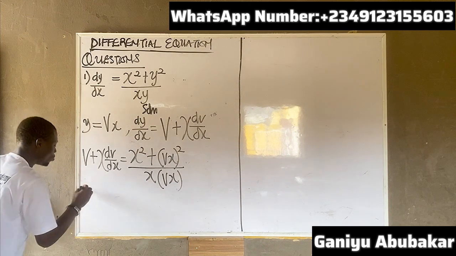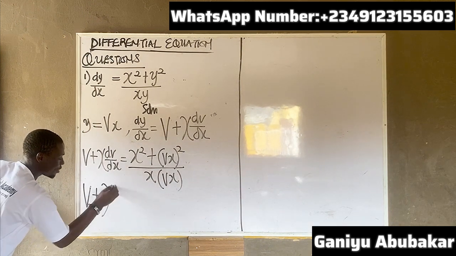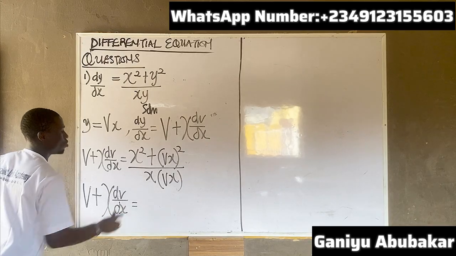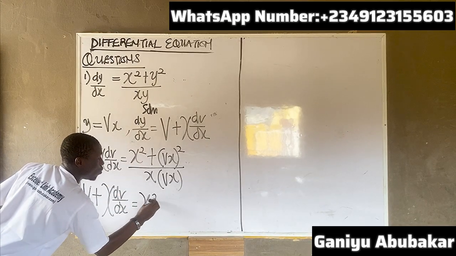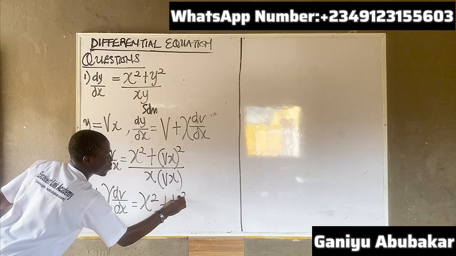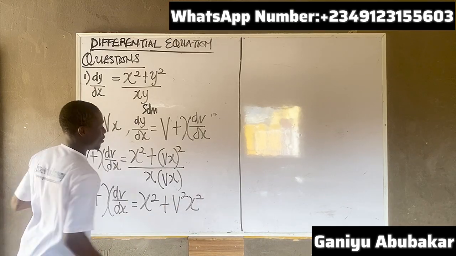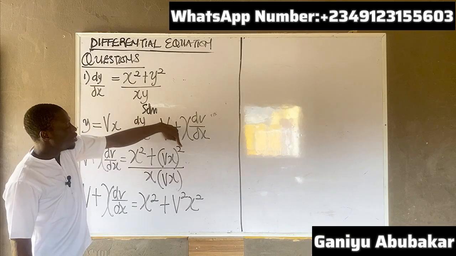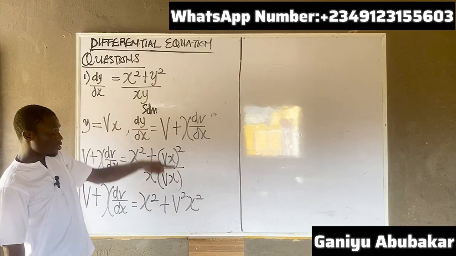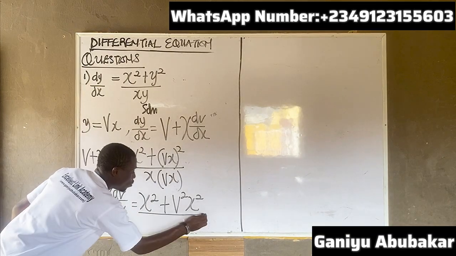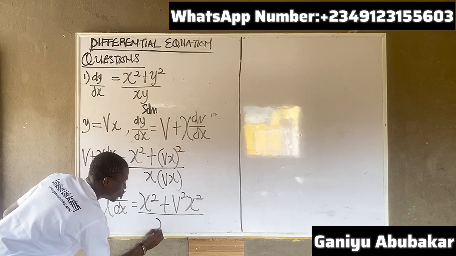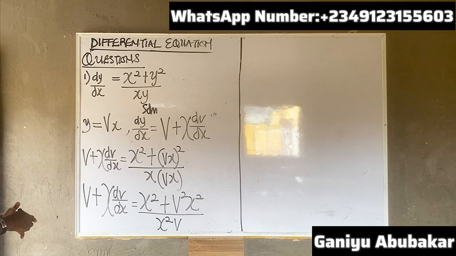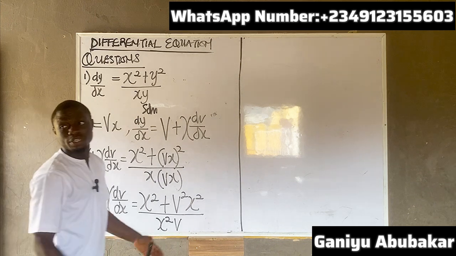Proceeding, please. This gives you v plus x dv/dx is equal to x squared plus v squared x squared. This comes from indices: the square comes to the v power, the square comes to the x power. So I have this one here, all over x times x gives you x squared. This v remains v. I have this. Proceed from here, please.